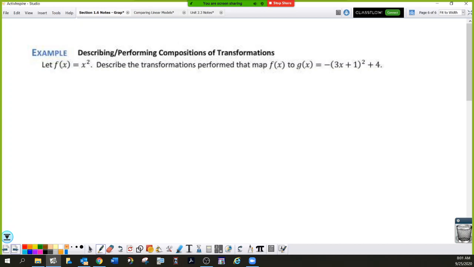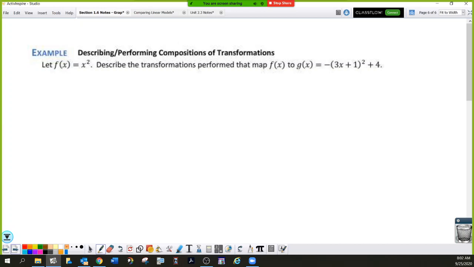So, describing and/or performing compositions of transformations. I want to use the parent function, f of x equals x squared. And a whole bunch of transformations have happened to it to give me g of x, which is negative quantity 3x plus 1 squared plus 4. And I want to describe the transformations that were performed in order to turn my parent function into that crazy one over there. You have 2 transformations on the outside. You have 2 transformations on the inside.